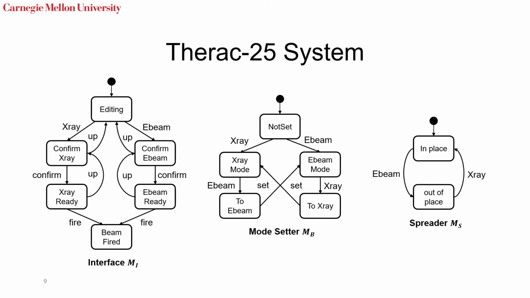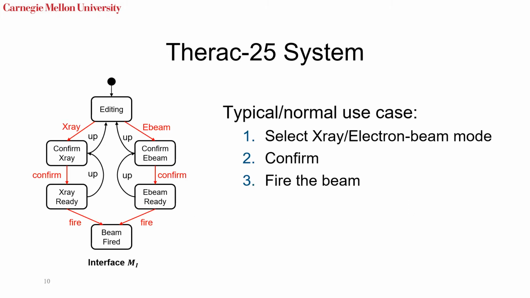For Therac-25, it has three components. A model defines its user interface. A model defines the switching of radiation modes. Therac-25 has an X-ray mode and an electron beam mode. And a model defines the switching of a spreader, which is used in X-ray mode to reduce the power level to avoid overdose. For the interface model, it defines how a user can interact with the system.